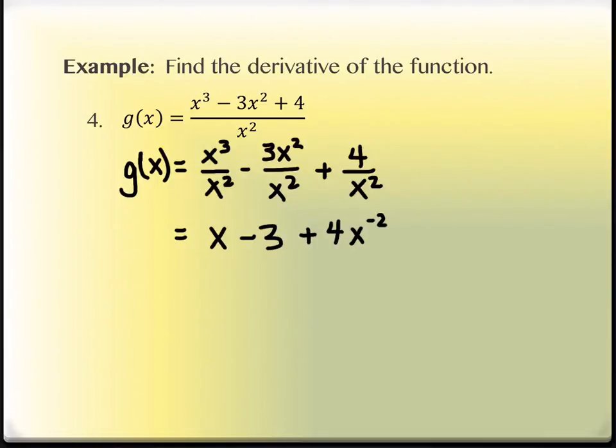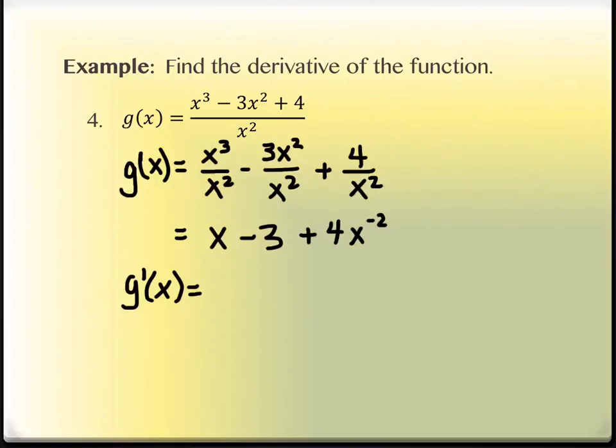So far, there's no calculus that has been used. That was just an algebra simplification step to allow us to use the calculus, which we will now use. G prime of x. Now, we're going to take these a piece at a time. This is that sum difference rule that allows me to do that. I can do one piece at a time.